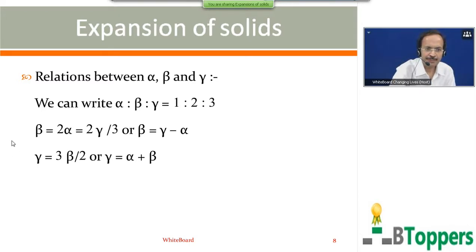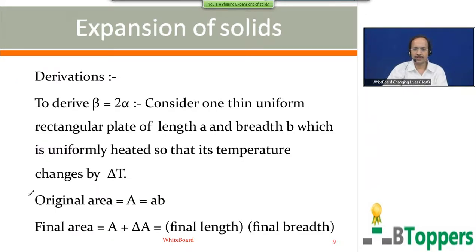Gamma can be written as 3 alpha or 3 beta by 2 or gamma equal alpha plus beta. So next I am going to show you the notes for the derivations beta equal to 2 alpha and gamma equal to 3 alpha, which are needed for the preparation of your board examinations. Look at the notes here. Those who want to copy the notes can take a pause and copy the notes.